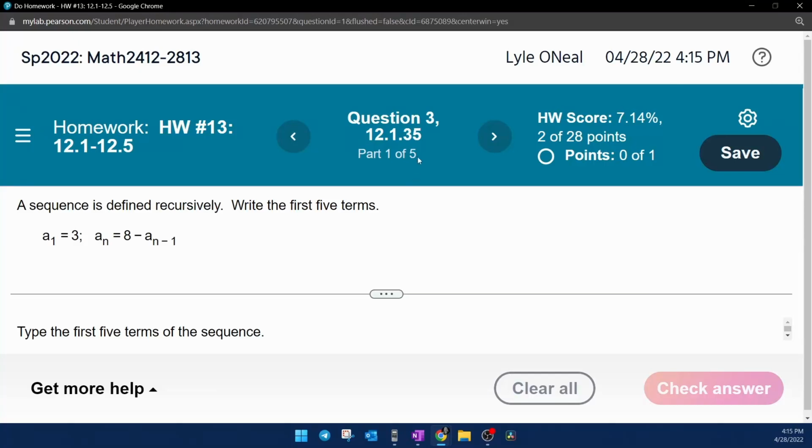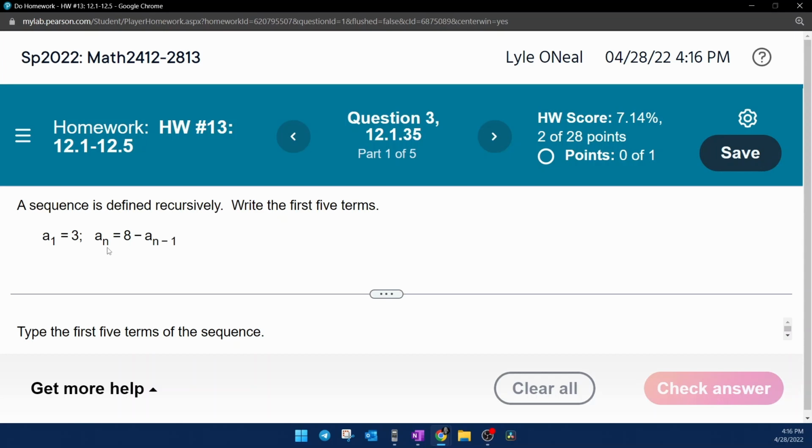Question number 3 from our Precalculus homework number 13 in MyLab Math. It says a sequence is defined recursively. Now, what recursively means is that a term, the general term, is defined by the term that came before it. a sub n minus 1, we refer to that as the previous term.